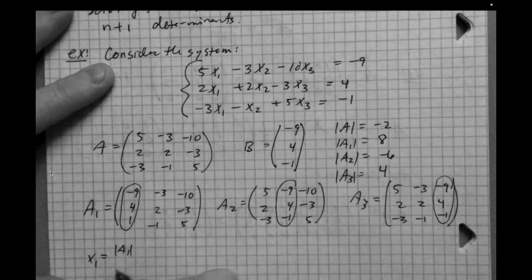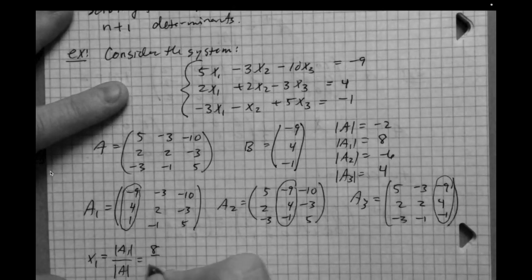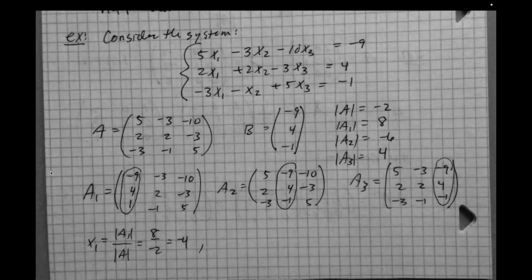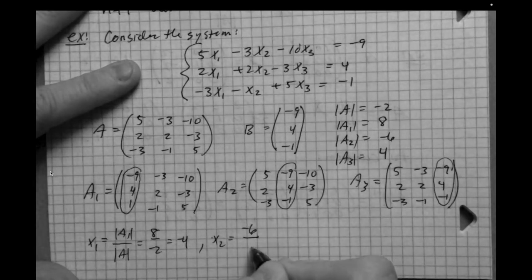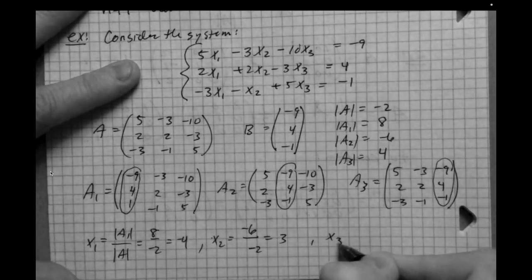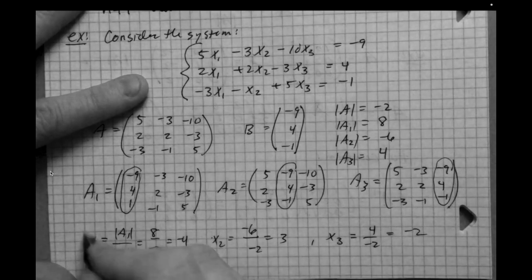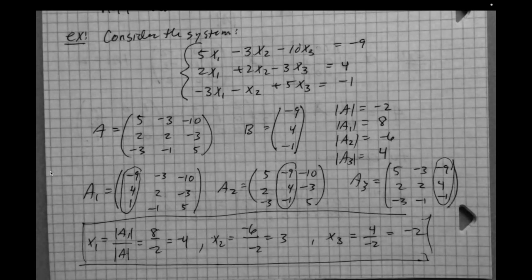So it's the determinant of A1 over the determinant of A, which is 8 over negative 2. That's x1, the first entry of the x matrix. x2 is equal to negative 6 over negative 2, which is 3. And x3 is equal to 4 over negative 2, which is negative 2. Right, and so this is your unique solution to this system. Excellent. All right, very good.